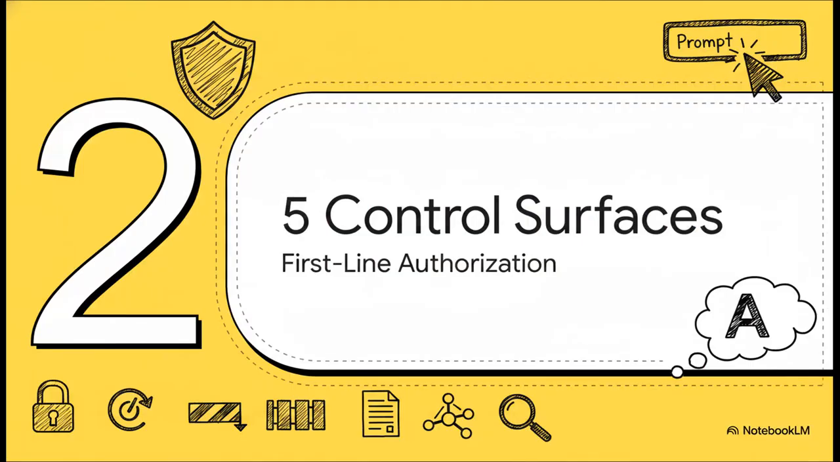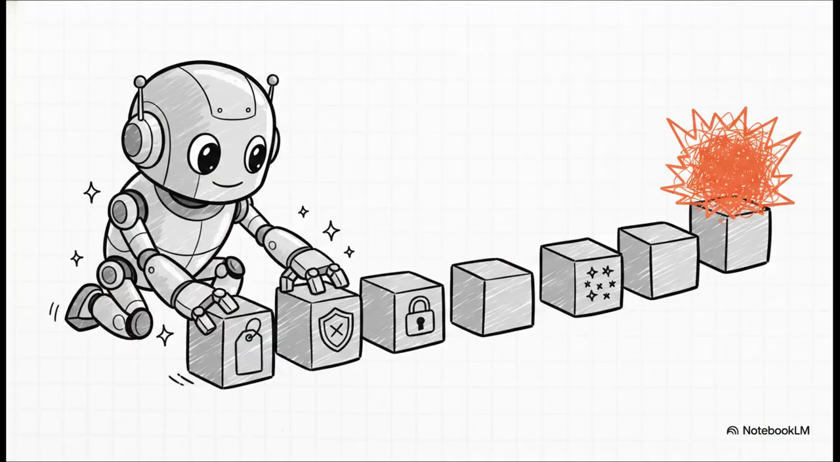Moving right into part 2, the 5 security control surfaces, which is really your first-line authorization. Since the agent is just reading everything as text, your traditional endpoint security is not going to cut it anymore. To reduce the blast radius, the prompt itself is your authorization layer. Things like tool descriptions, parameter schemas, and even the literal order of tools in the catalog shape what the model considers a natural sequence of actions.